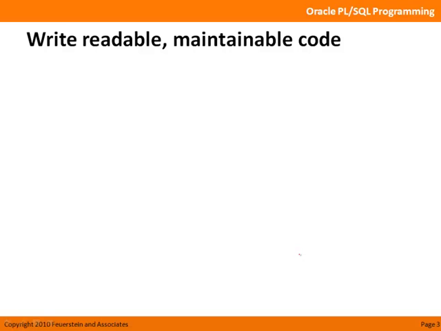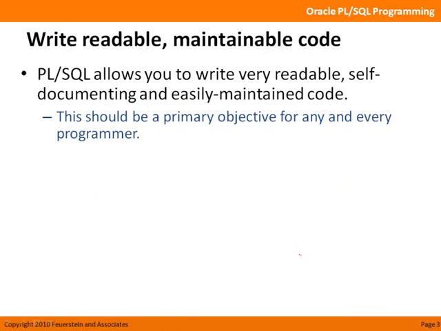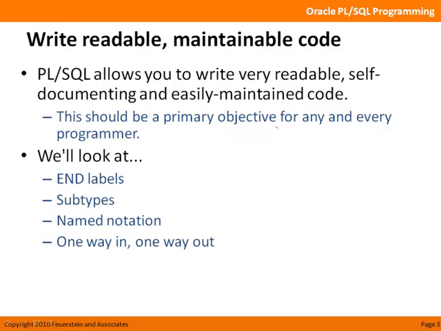Now I'd like to talk about writing readable, maintainable code and specifically leveraging features of PLSQL that will help you do that. And actually, it's pretty easy in the world of PLSQL to write very readable, self-documenting, easily maintained code. And this should be a very critical primary objective for any and every developer. In other words, we need to write code so that it tells its own story. Rather than writing comments explaining what we've written, it should just tell you by reading the code what is going on. Here's what we'll look at in this lesson: end labels, subtypes, name notation, one way in, one way out.